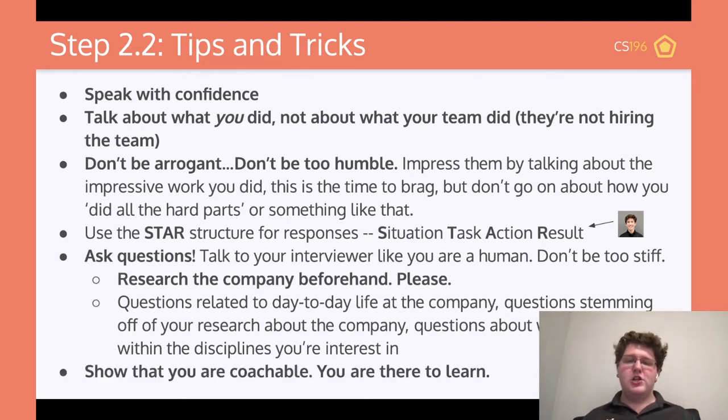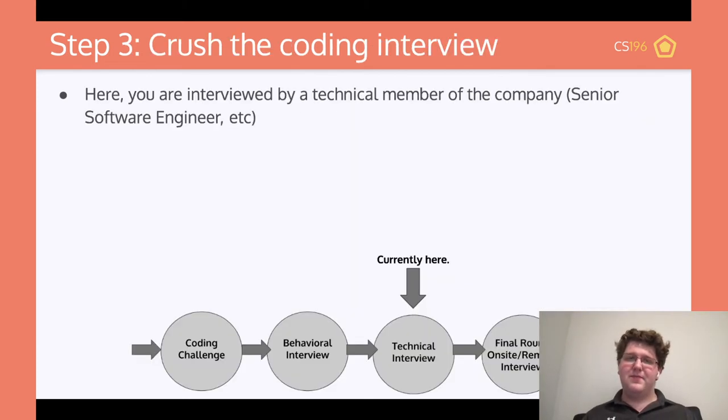And then finally, show that you're coachable, right? You are there to learn. You are an intern. You are not there to be a software engineer yet. You are there to learn and be a software engineer. So it's a dual purpose. If you show that you're able to learn from your mistakes, that goes really far for behavioral interviews.